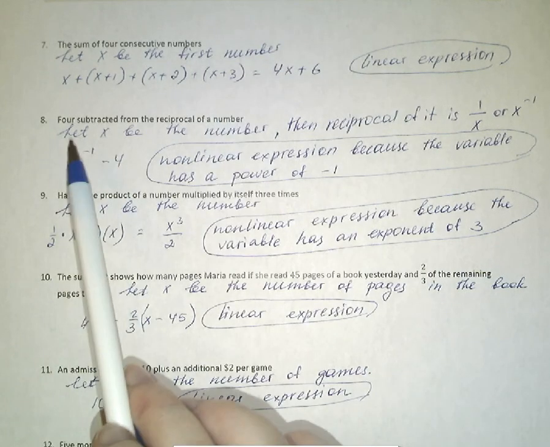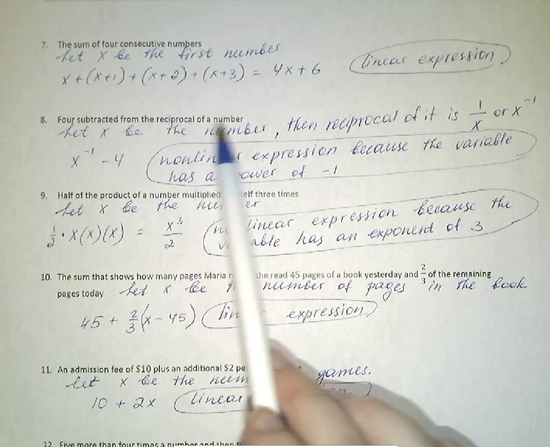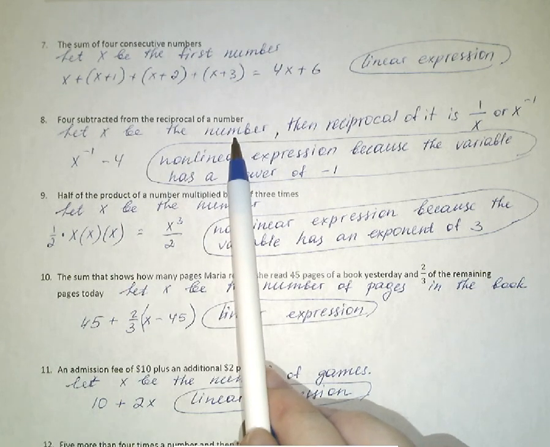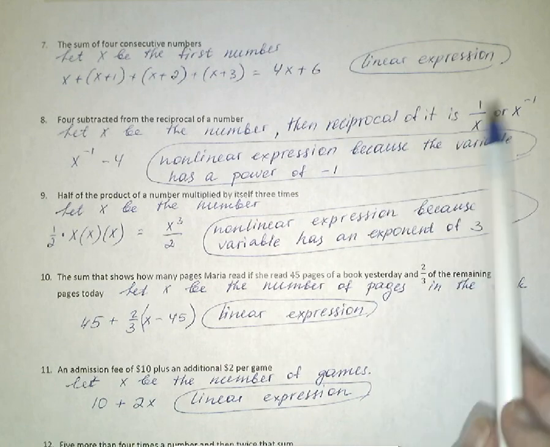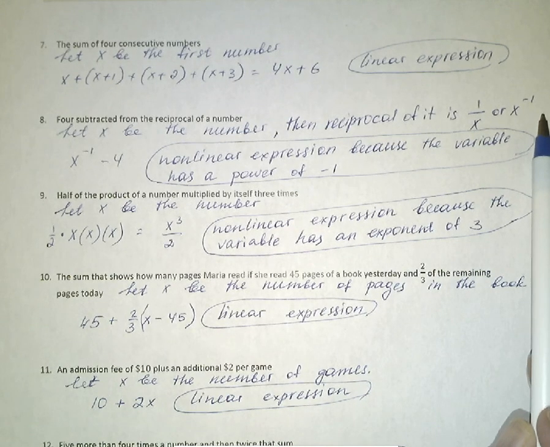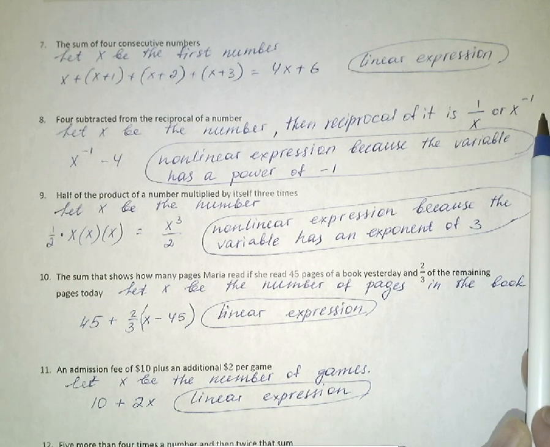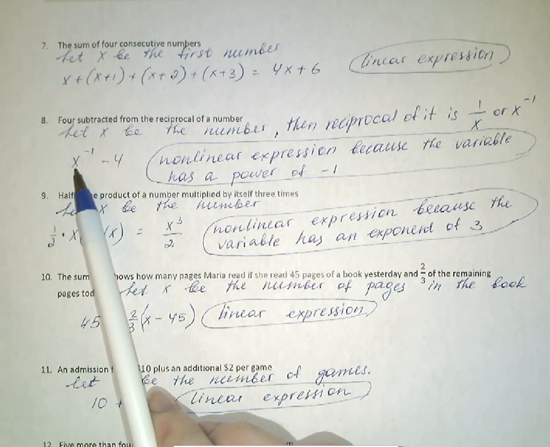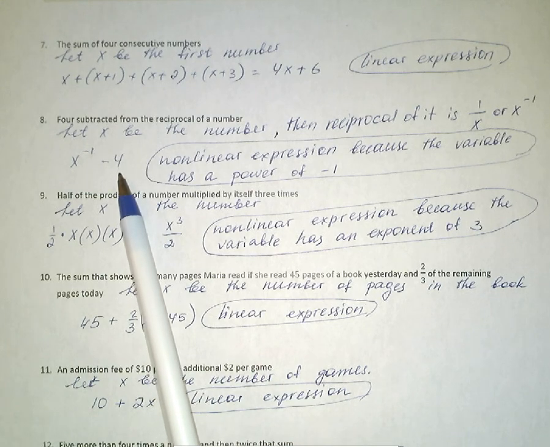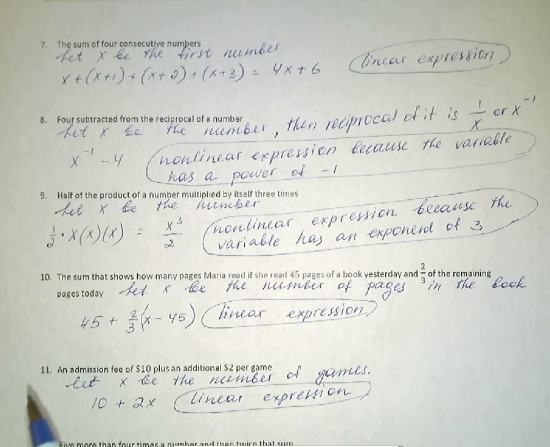Number 8, 4 subtracted from the reciprocal of the number. If x is the number, then the reciprocal of x is going to be 1 over x, and that is x to the negative first power. 4 is subtracted from it, will look like x to the negative first minus 4. That is a nonlinear expression because x has an exponent of negative 1.